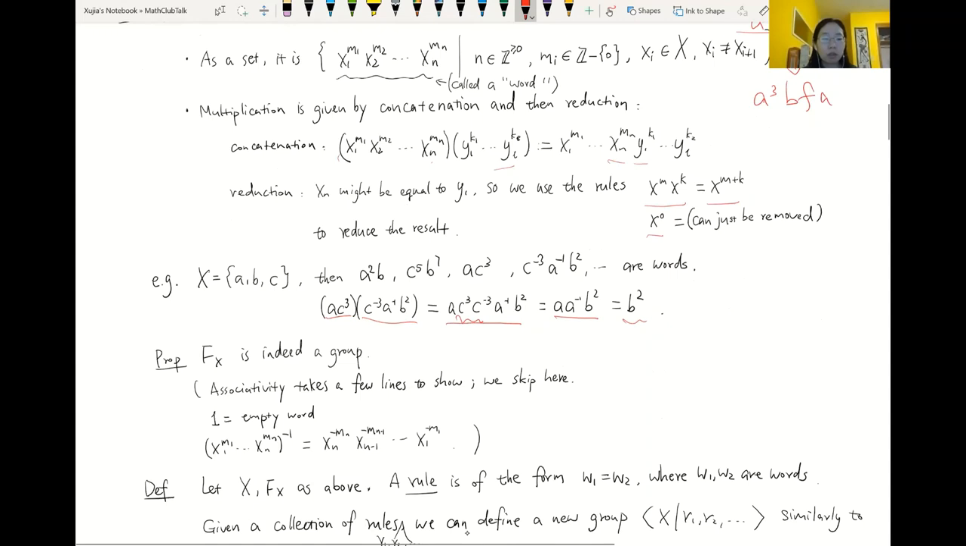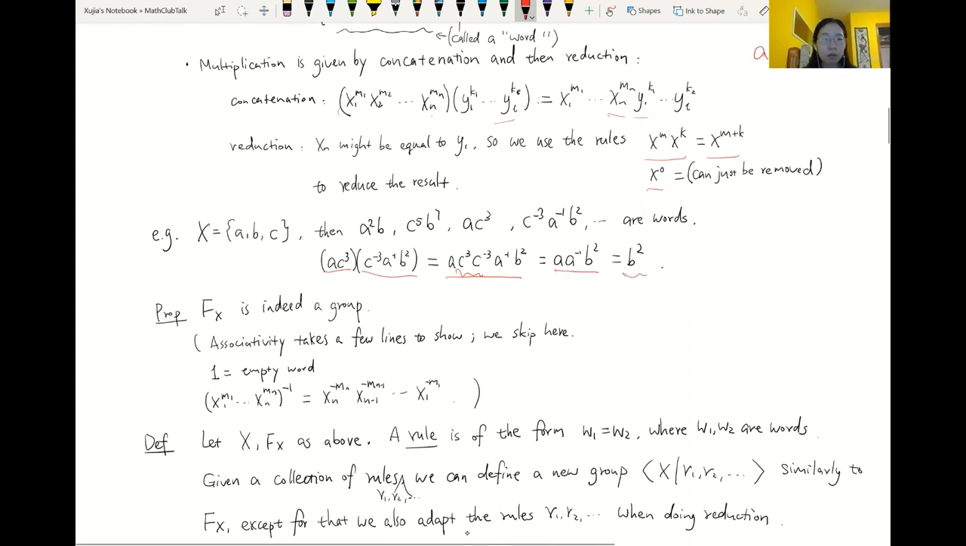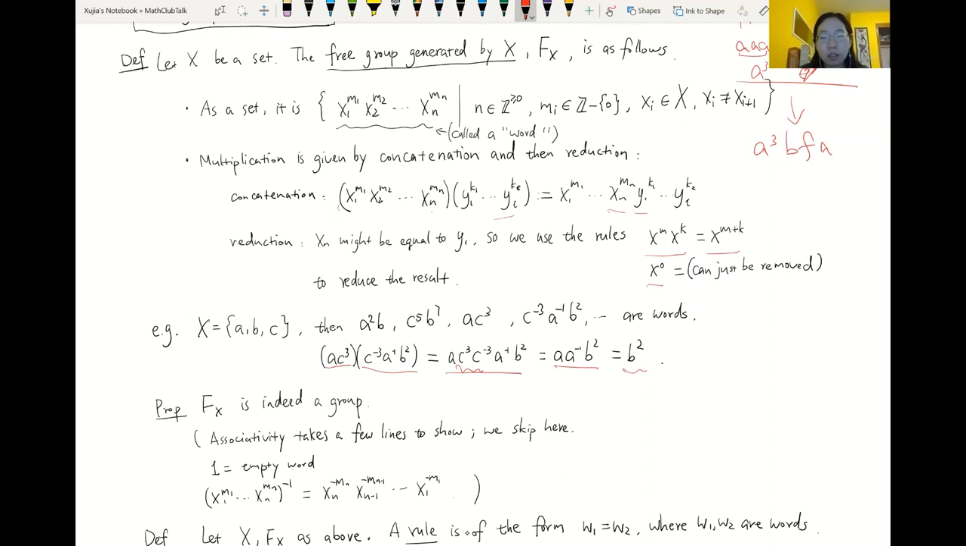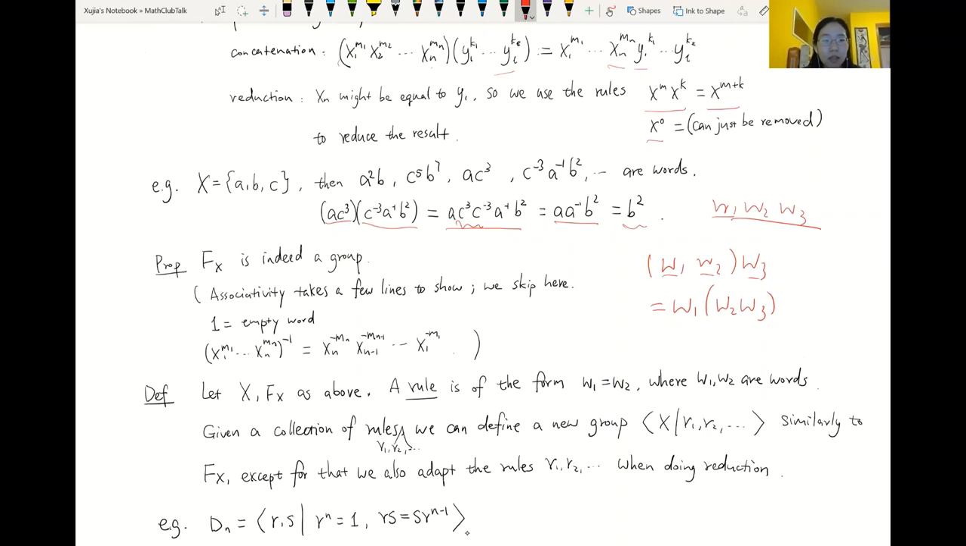Associativity is intuitively clear, but you do need a couple of lines to justify it. Because if I have word 1 multiplied by word 2 multiplied by word 3 equals word 1 multiplied by word 2, 3. If you just put one after the other, you get word 1, word 2, word 3. This is a long word. You have different orders to do reduction. You can reduce this part first, or you can reduce this part first. It's just some technical, easy argument you need to work out, but it is not that obvious. We skip it here. And you have the identity element, which is just the empty word. Note that we allow n to be zero here, so you can have something that's just empty. The inverse is obviously given this way.